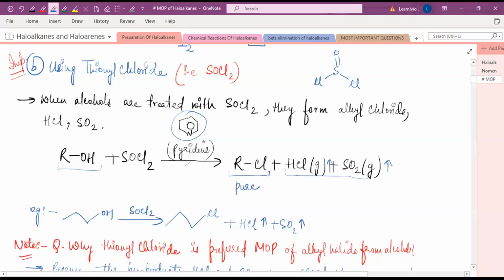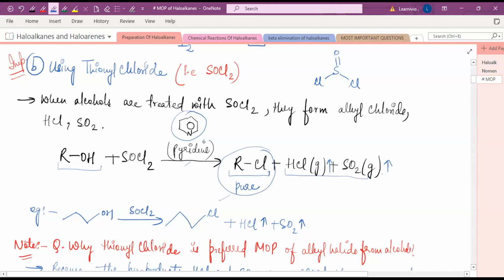This is the best method to prepare the pure alkyl chloride. Why is this known as the best method? Why is it called the best method of preparation from the alcohol? Because in this you just get the pure alkyl chloride.